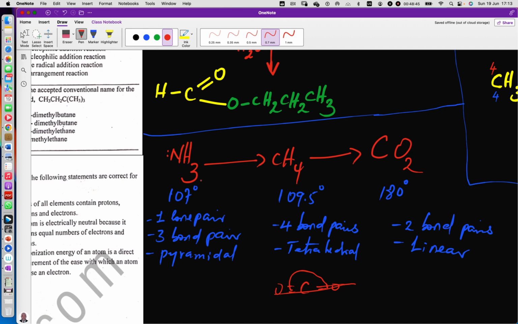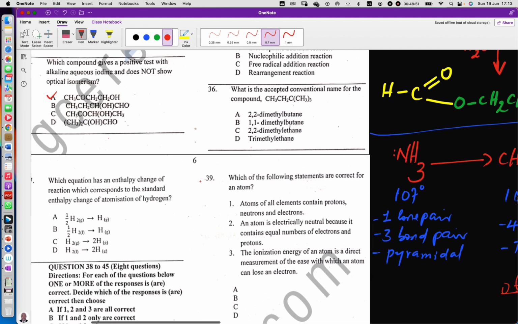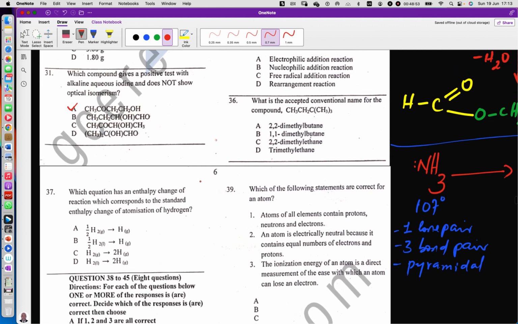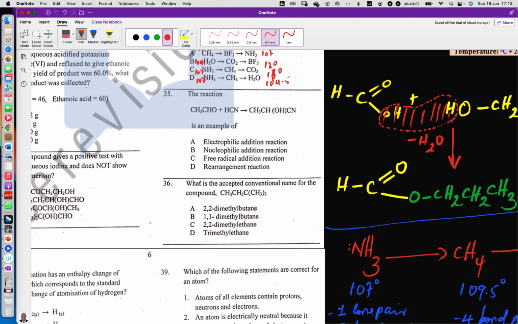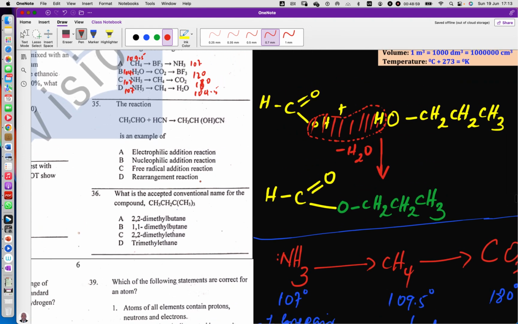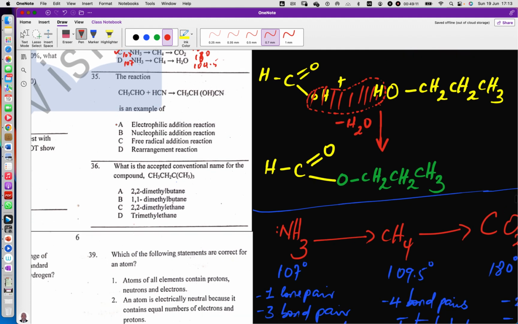Number 34, that gives us from ammonia to methane and to carbon dioxide, is the one that we say is the right answer. So C is our right answer for this. C is our right answer. Question number 35.